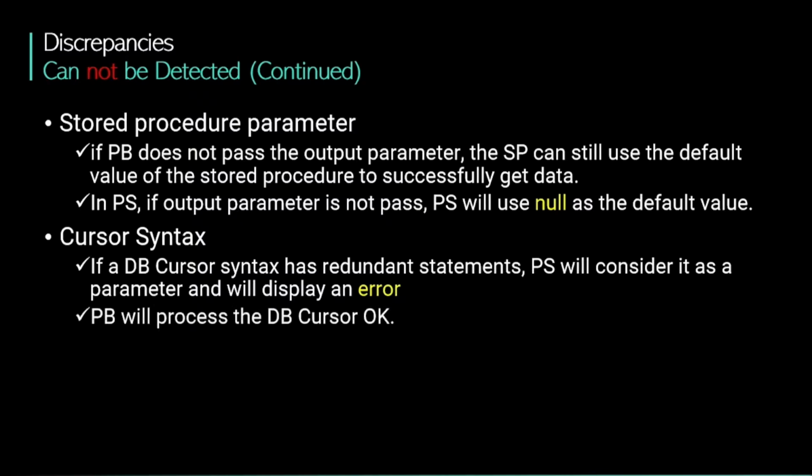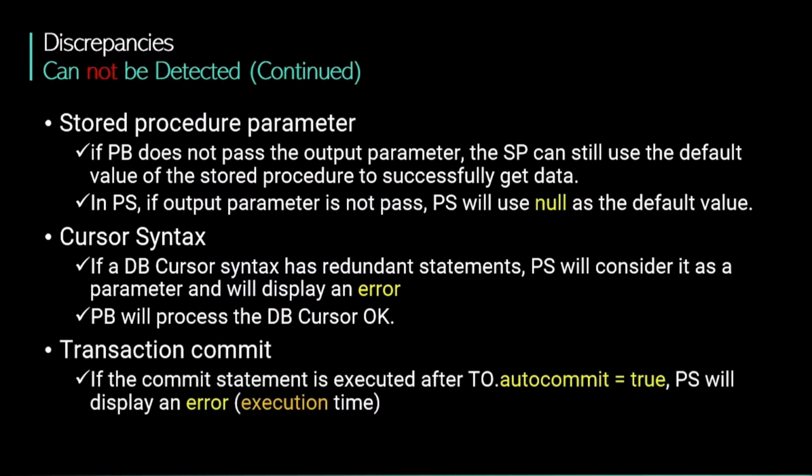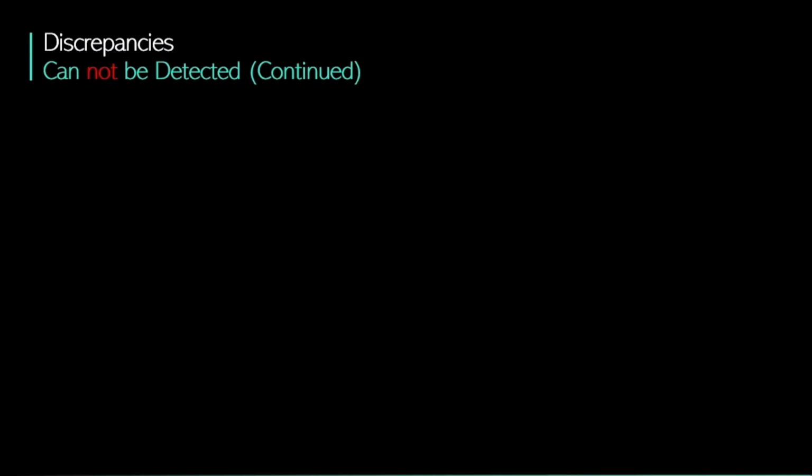No ifs, ands, or buts. Transaction commit. If the commit statement is executed after the transaction object, SQLCA, for example, has autocommit equal to true, then PowerServer will display the error at execution time because it wants to do the commits. PowerBuilder will not err at this point. The database client driver attached to the PowerBuilder application will handle it.